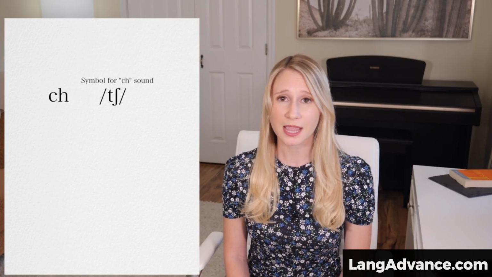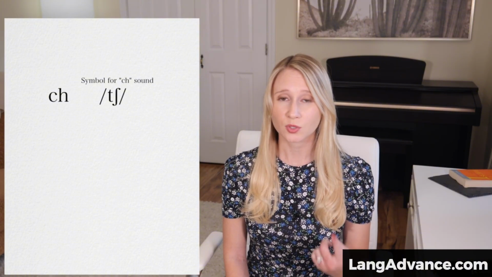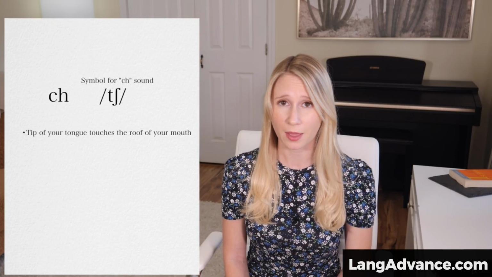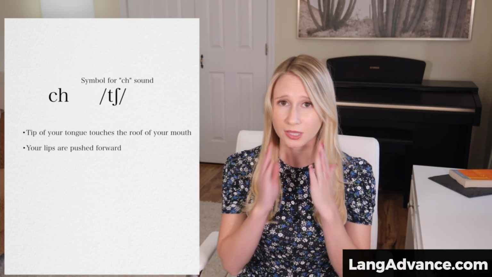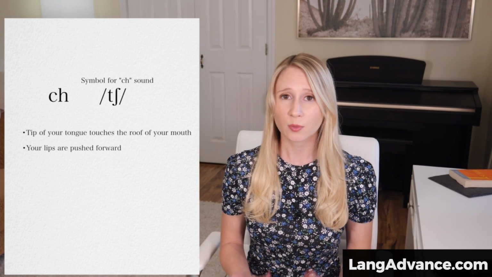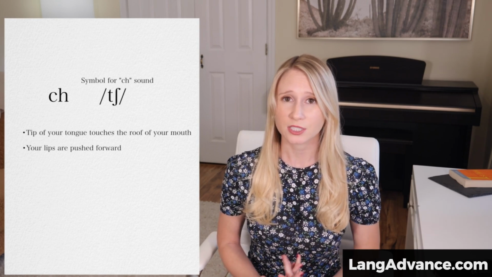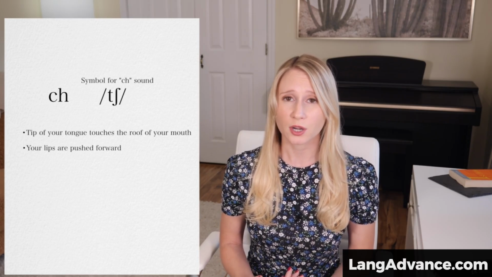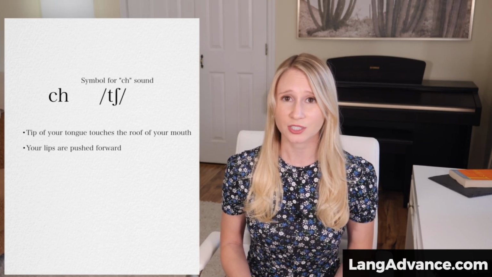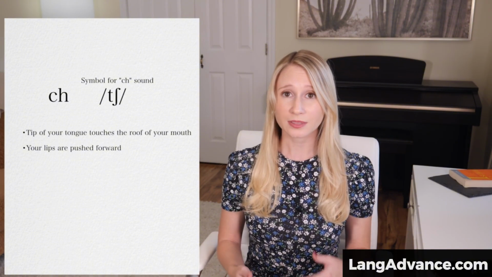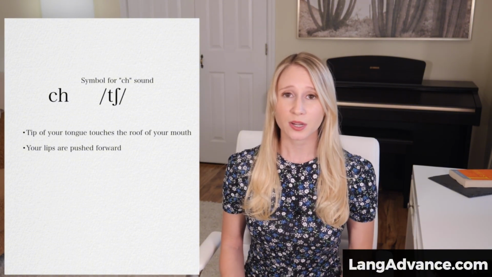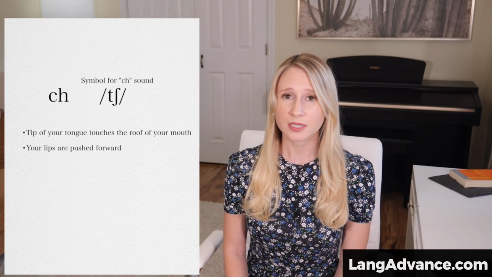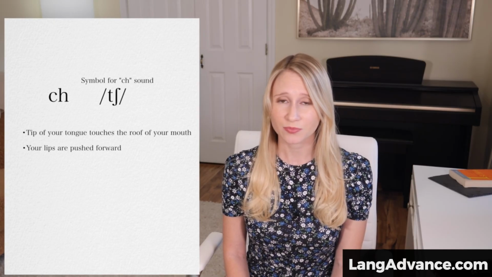When producing the sound CH, ch, you'll notice that the tip of your tongue touches the roof or the top of your mouth. You'll also notice that your lips are pushed forward. The only way to get better at pronouncing the CH sound, ch, is practicing it. Tyler and I used several words in our conversation that had the CH, ch sound in them. Let's review these words together. I'll say the word a couple of times, and I'll also read a sentence containing the word. Please repeat the word and the sentence after me.